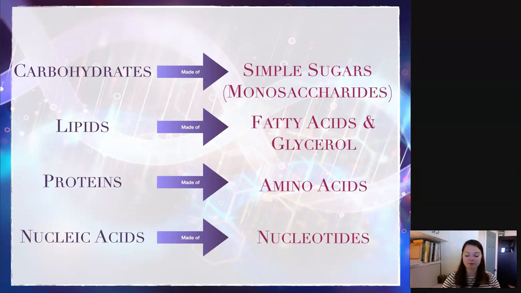For each of these, remember that we've got small units, our monomers, that get polymerized or strung together to make the macromolecule. So the monomer here is the nucleotide, and when a whole bunch of nucleotides are strung together, you end up with a nucleic acid, in this case deoxyribonucleic acid, or DNA.